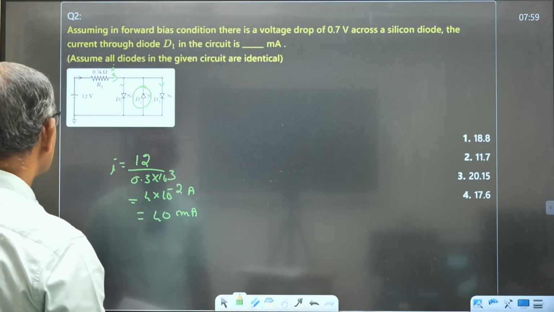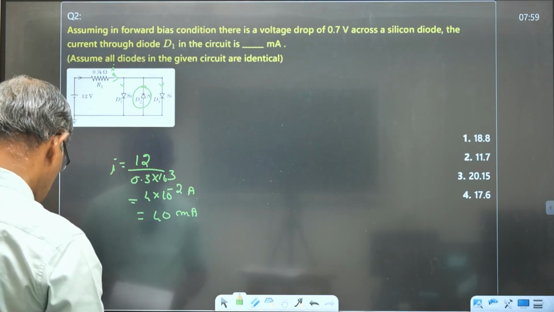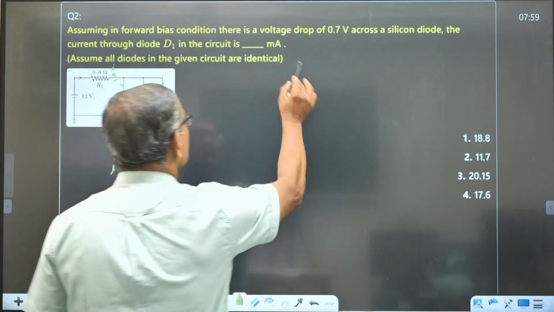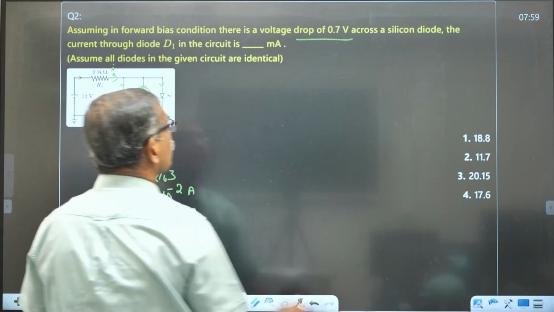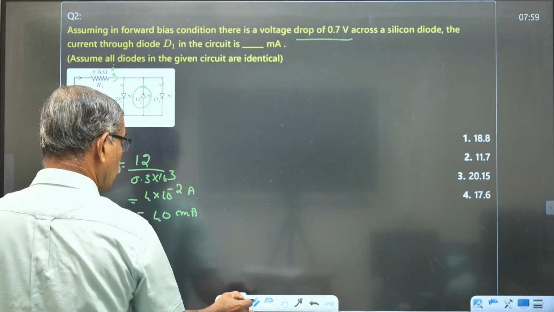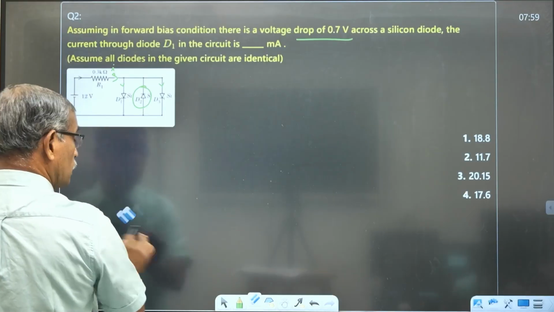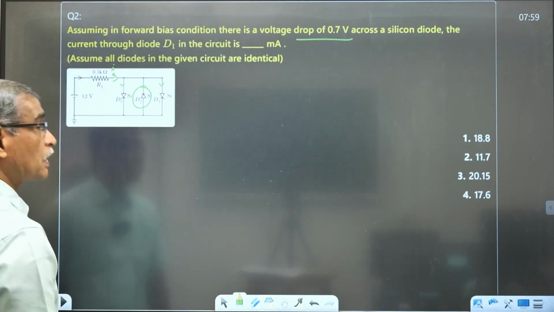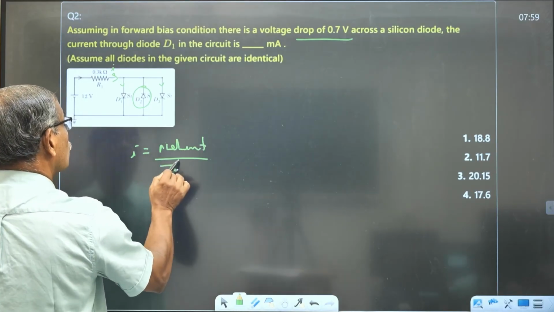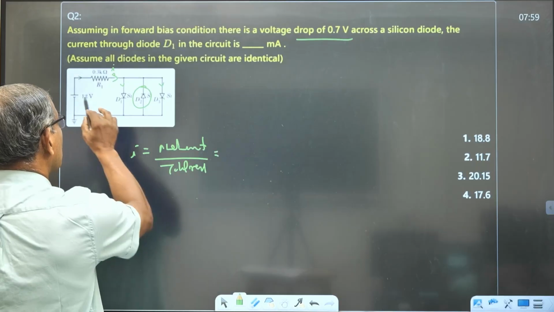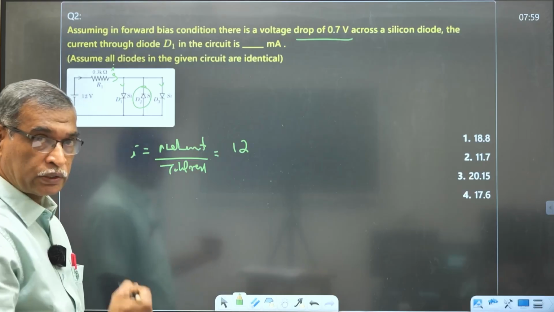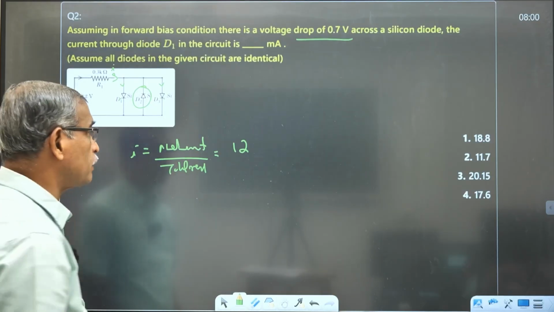So you can see the answer is correct. One thing, oh, sorry, I'm sorry. Here the voltage drop is 0.7 volt across the silicon diode, and therefore I'm wrong. You can mark it like this again. Net EMF, the current I is given by net EMF by total resistance. I'm sorry, net EMF is 12. The voltage drop across the diode is this forward bias voltage.